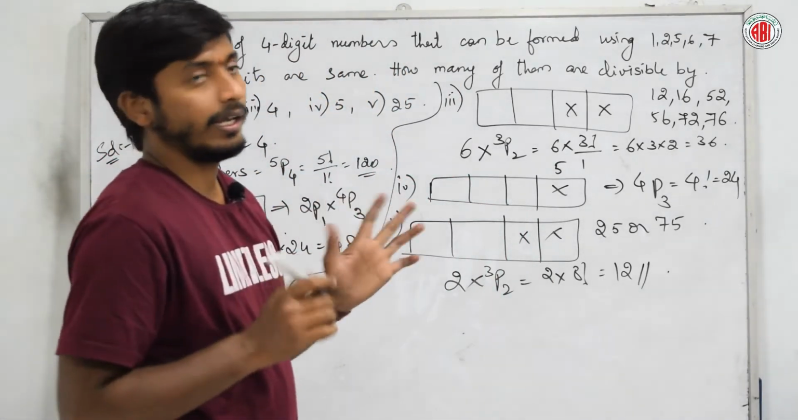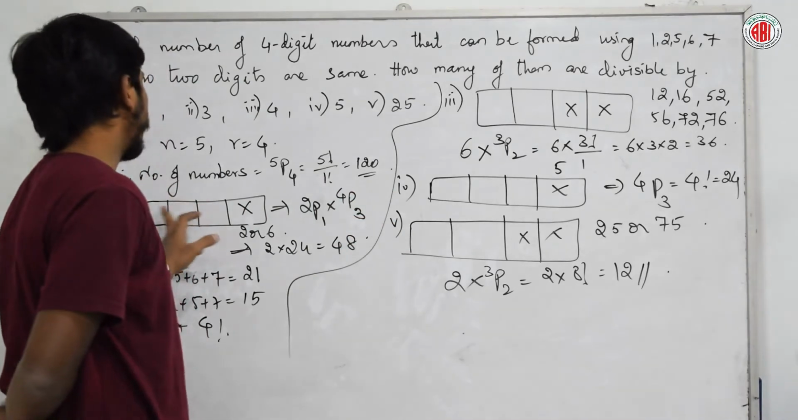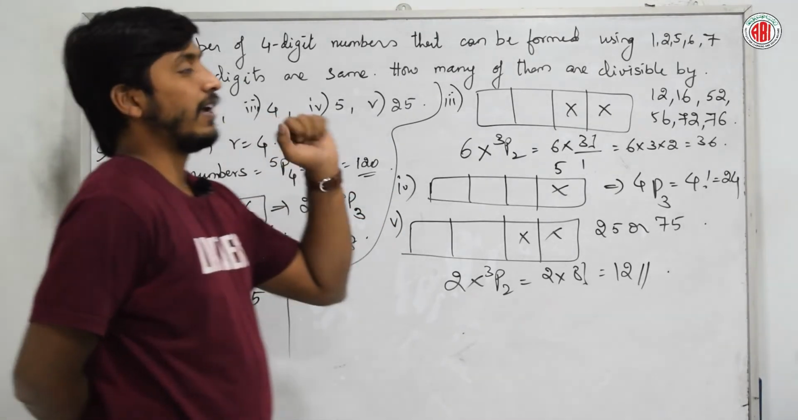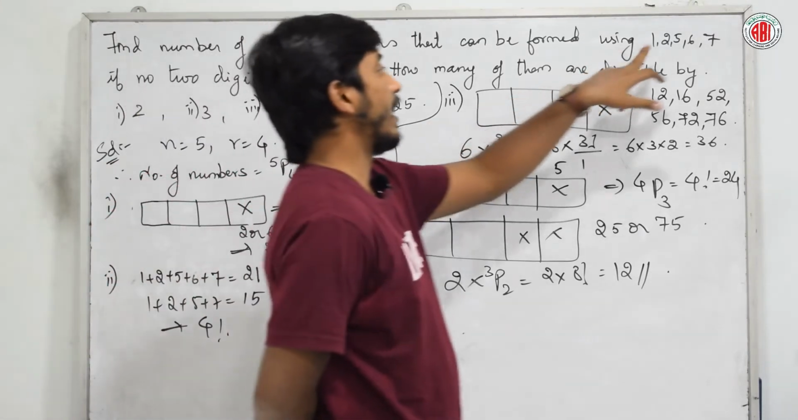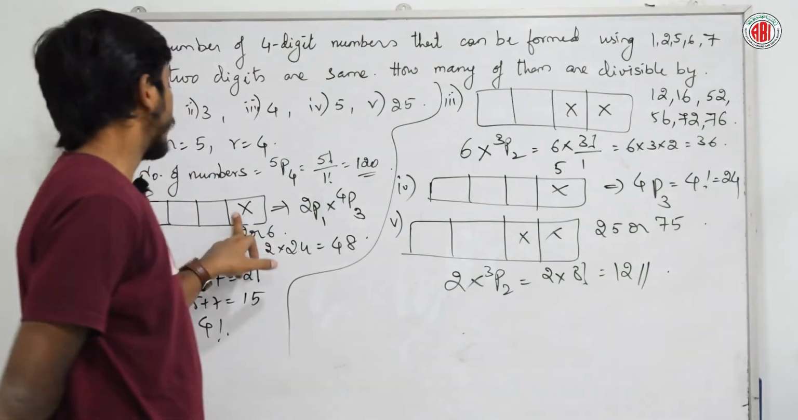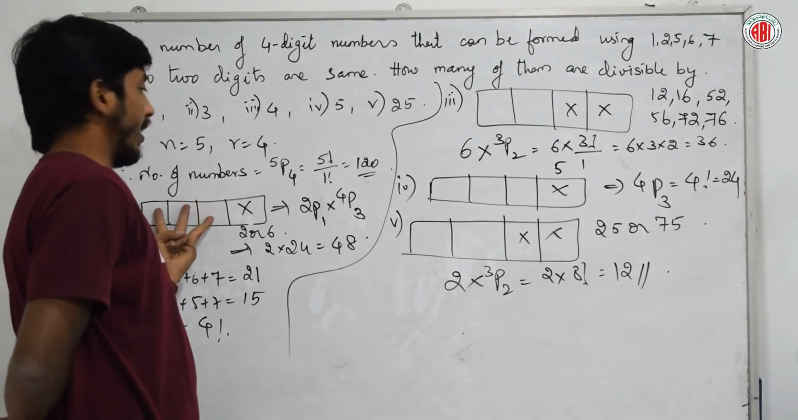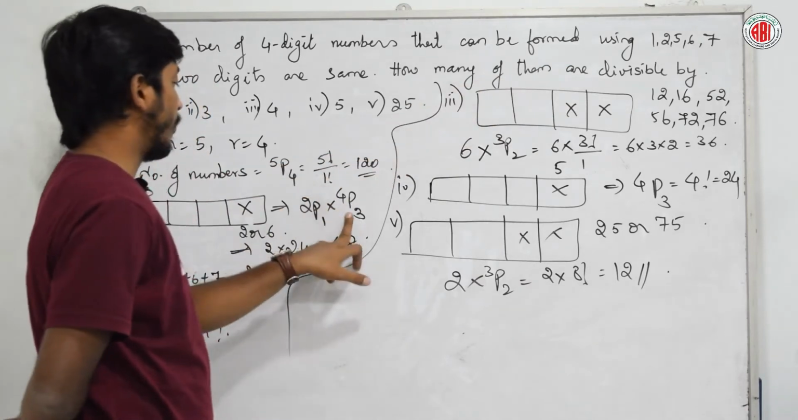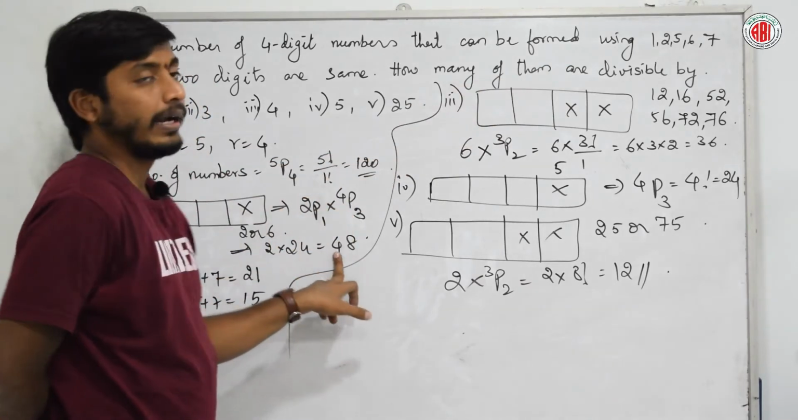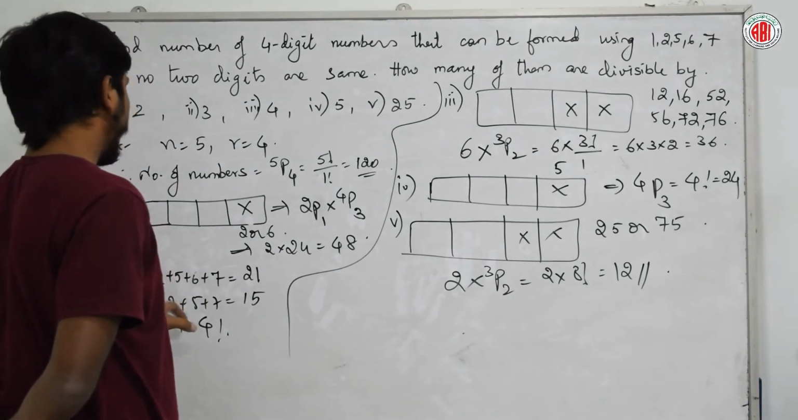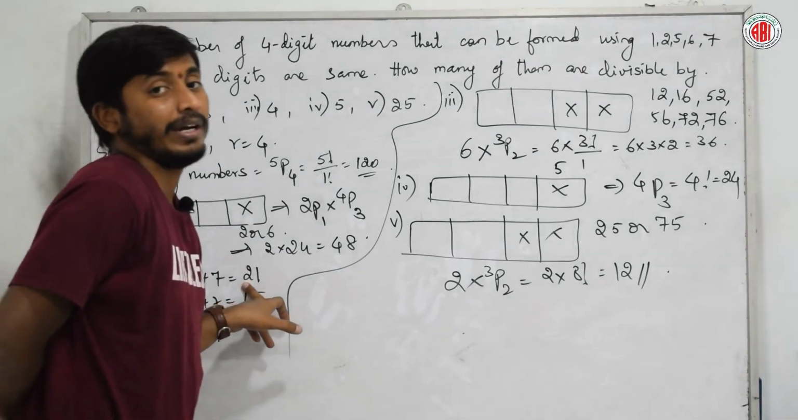Once again, let's rewind it. First thing, he is telling that it should be divisible by 2. If I want it to be divisible by 2, the last number should be either 2 or 6. Clear? So I will be left with 4 more digits. So it is 4P3 and into 2. Done? Fine. If I want it to be divisible by 3, if I add all numbers, I am getting 21.